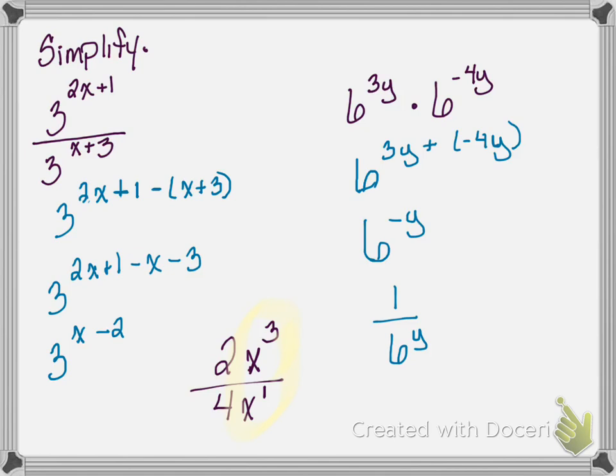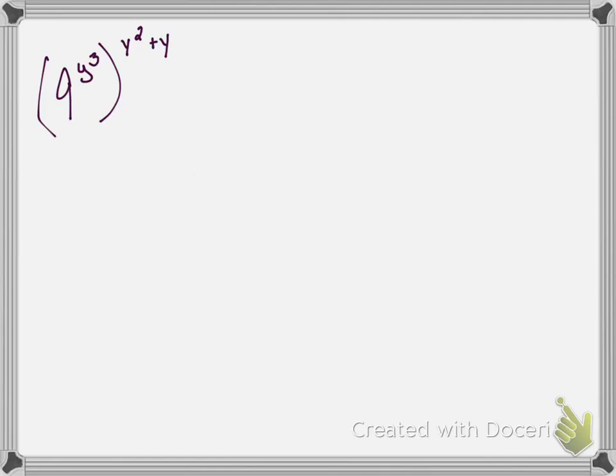Okay, now I've got one more, and then we're going to do some equations. This is a power to a power. What do I do when I am raising a power to a power? Okay, so I'm going to have 9y to the third times y squared plus y. Okay? 9y to the third times y squared plus y. What do I do with that y to the third?